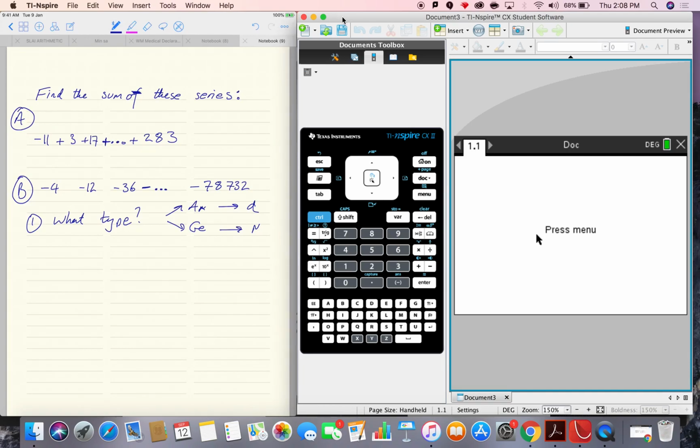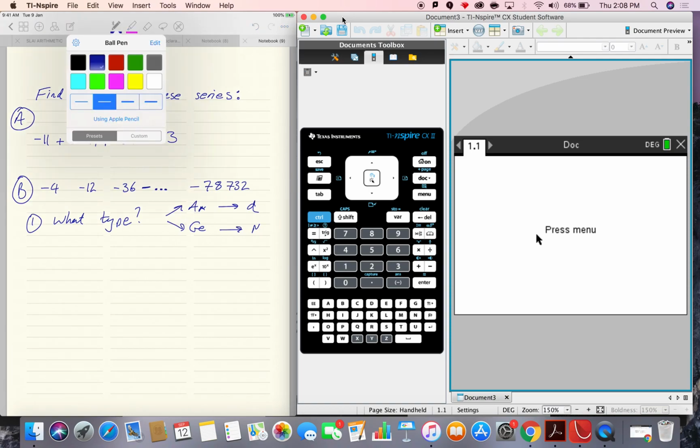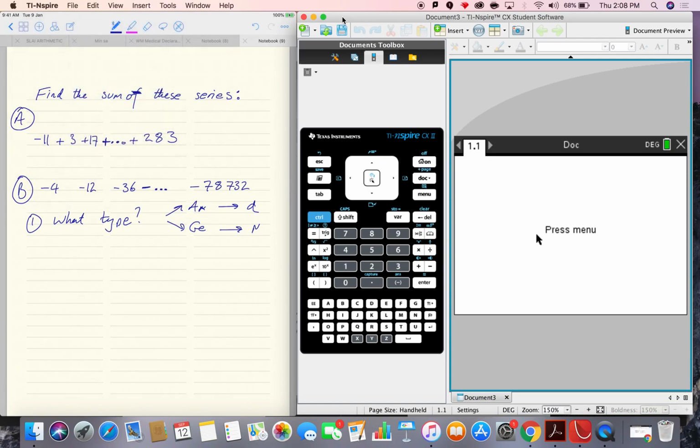Okay, so let's go for it. Oh, sorry, part two. Once we've done what type it is, part two is how many terms. So how many terms? And this is the u of n formula we need. And then once we've got that, part three is finding the sum. So that's using the Sn formula. Okay, so let's get to it.